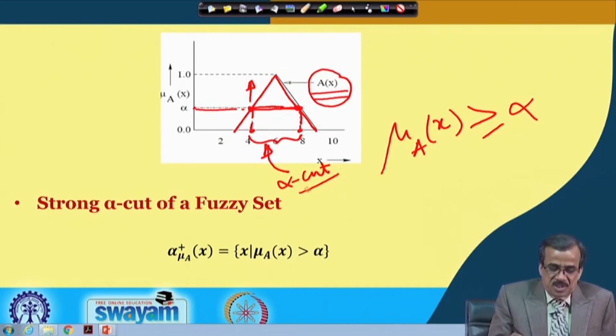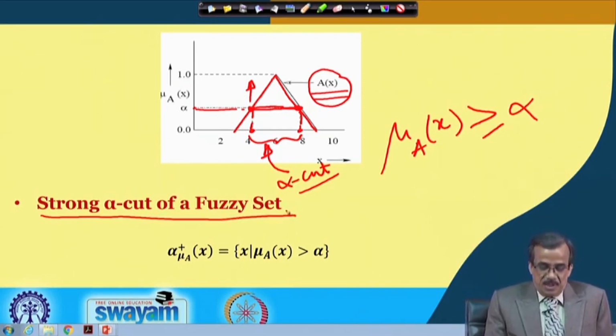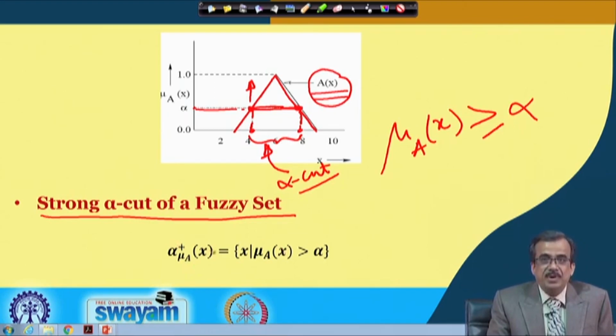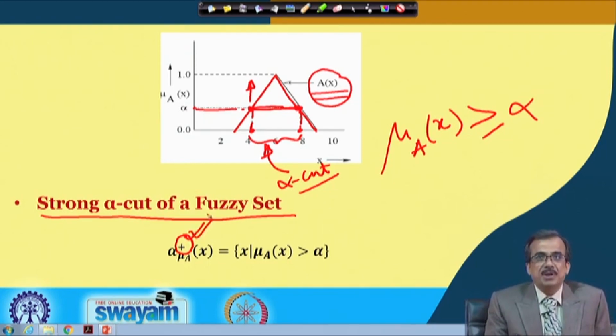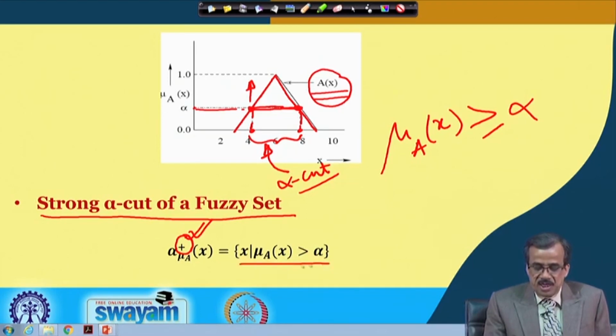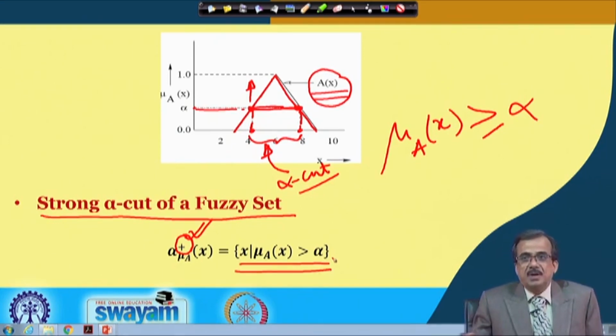Now, another term I am going to define here is known as the strong alpha cut of a fuzzy set. By strong alpha cut of a fuzzy set, we mean alpha mu A(x) plus. Just to indicate the strong alpha cut, we take the help of this plus symbol, and by definition this is nothing but x such that mu A(x) is greater than alpha. So, this is the definition of the strong alpha cut of a fuzzy set.